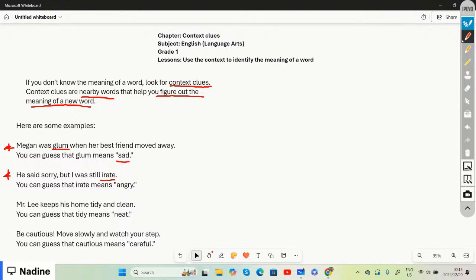So the word irate, what do you think the word irate means? He said sorry, but I was still irate. Based on that sentence, what do you think that word irate means?